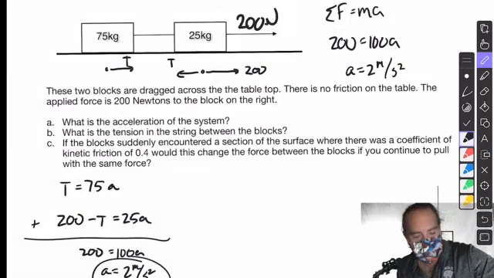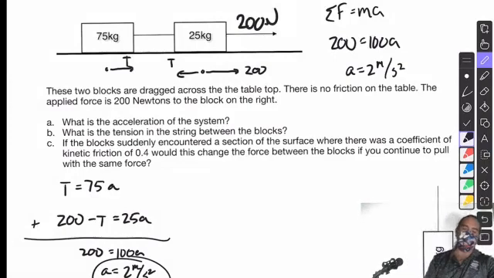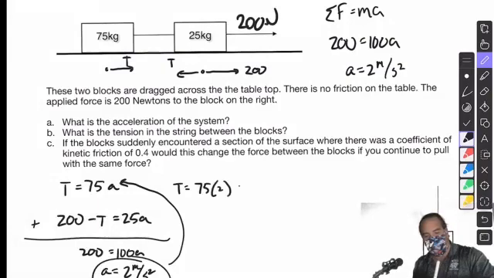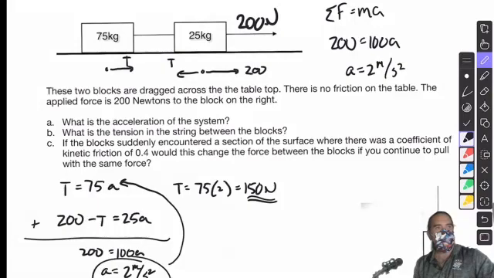Question B, what is the tension in the string between the blocks? I'm thinking there would be the right place to do that. So tension equals 75 times 2, or 150 newtons. We good?